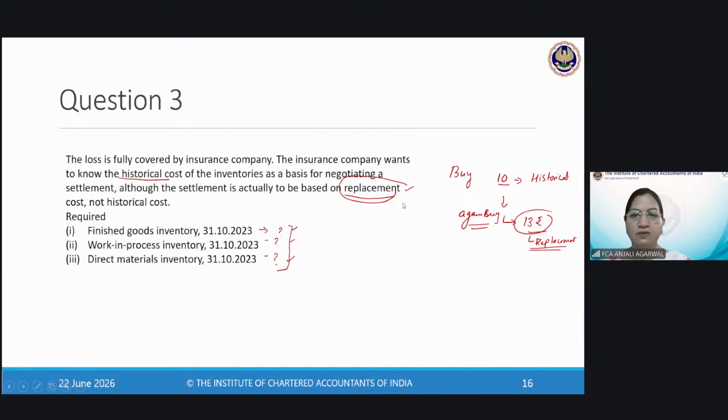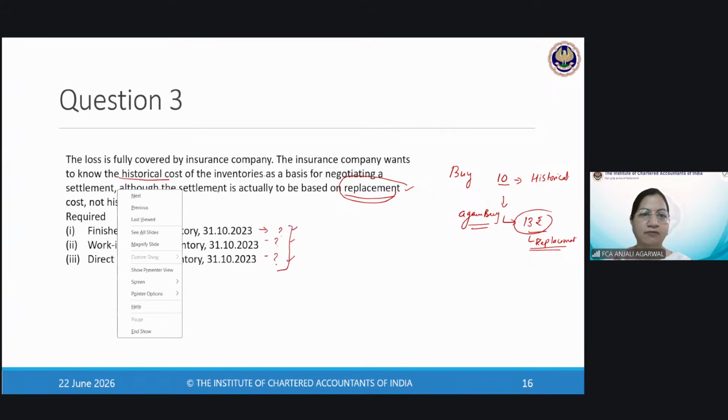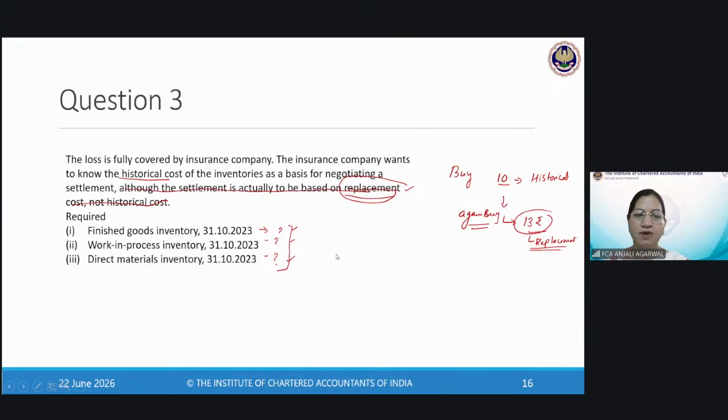So they want this. So technically speaking, this entire information is irrelevant here. Although the settlement is actually based on replacement cost and not historical cost, it is totally irrelevant for me as part of the solution. But you should know what it means so that in exams, if you have a different language, you could at least understand what they're trying to say. And you know that it is irrelevant. We will not use the replacement cost here. They're asking, just find out the historical cost of inventories so that the insurance company can negotiate a settlement.